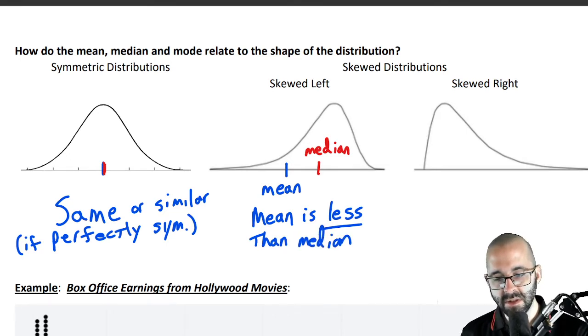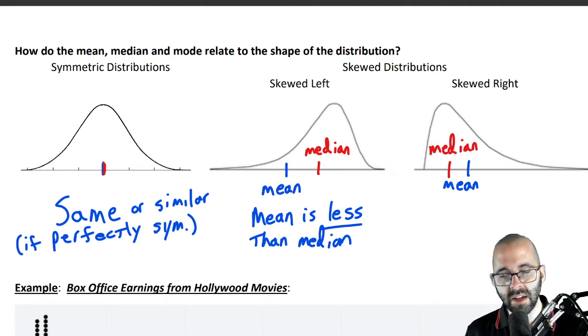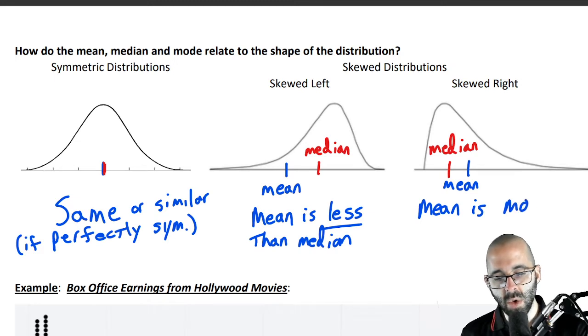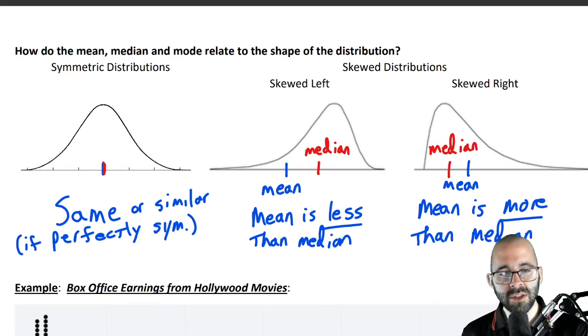And similarly, we have just the reverse here. If it's skewed to the right, the mean might be here, and the median might be back here. Okay? So if it's skewed to the right, the mean is more than the median. And the way that you can remember which direction this is, and again, you can look at the video, look at your notes, is, where are the outliers? The outliers, if it's skewed to the right, are over here. The outliers affect the mean more.